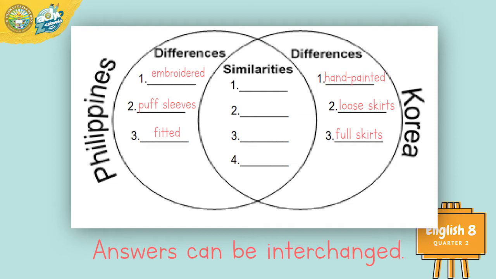Okay, next, there are similarities between Korean and Philippine costumes. Again, they can be interchanged. Number 1, formal. Both Filipino costume and Korean are formal. Number 2, elegant. Number 3, long skirts. And number 4, long sleeves. Who guessed the correct answer? Congratulations! Job well done! Very good!